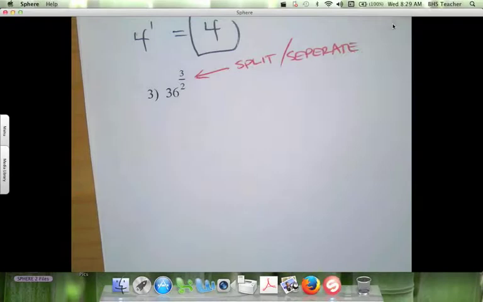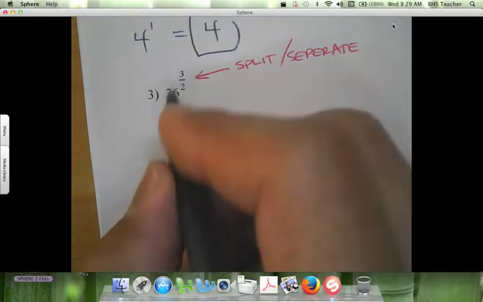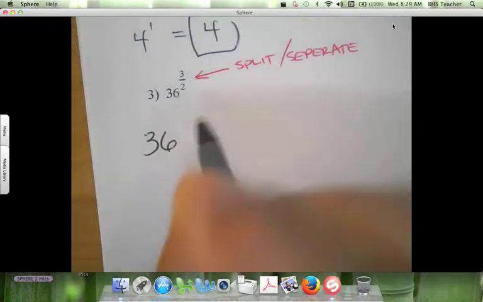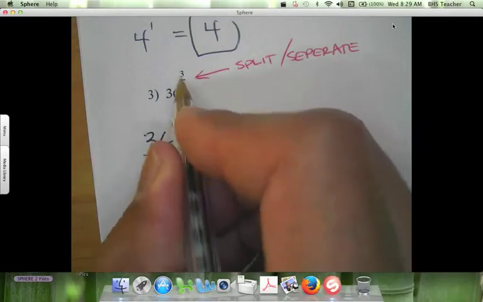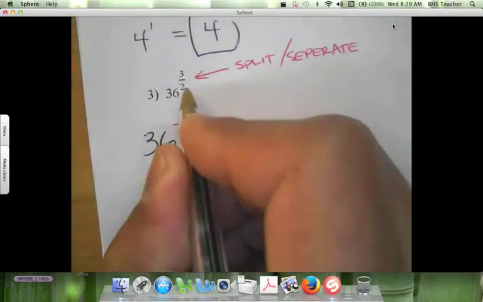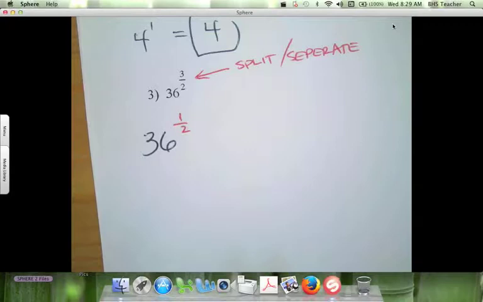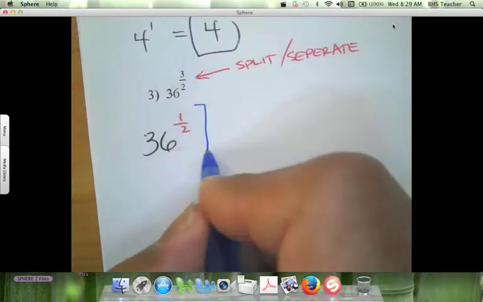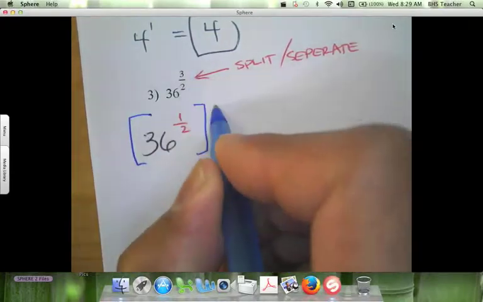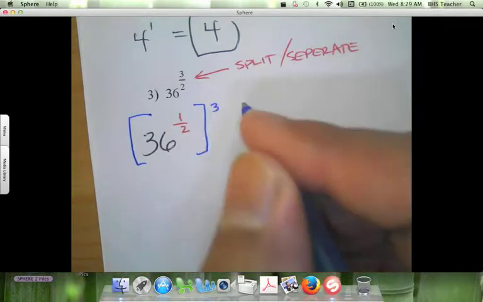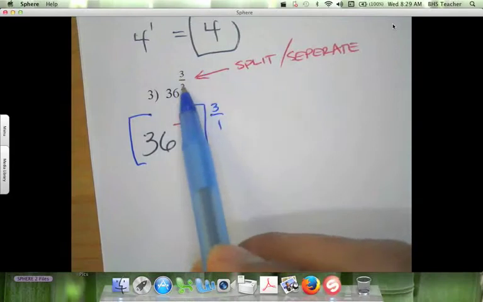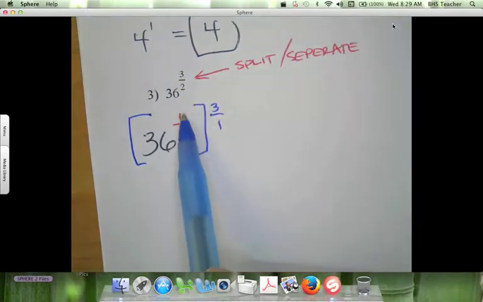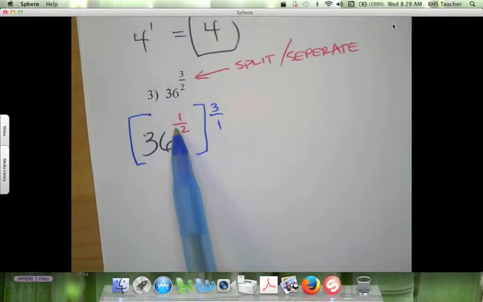Okay, so 36. How do I split this 3 over 2? Remember, we want that fraction. The fraction is 1 over 2, right? Because this 2 is the denominator. And then on the outside, we're going to have the 3, which is 3 over 1. Right, I'm just splitting this fraction apart. And then I want the 1 over 2, and then the 3 is the whole number 3 over 1.